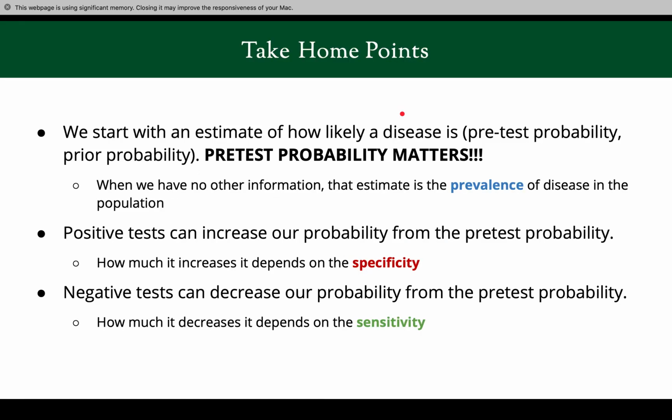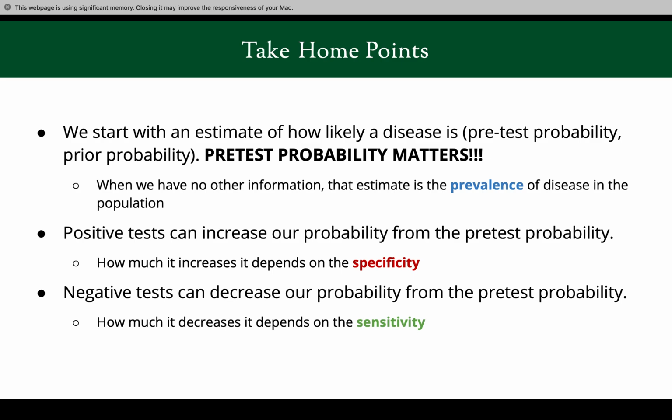Okay, and we're going to start here with some take-home points, and I think these are important. The most important point is that your pre-test probability matters. Where you start from matters. We start with an estimate of disease, and that's called our pre-test probability or prior probability. When we have no other information about this patient, we can just ask what is the prevalence of disease in that population, and that prevalence can be our starting point.